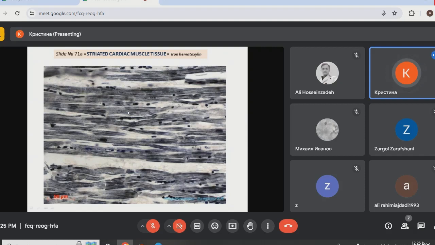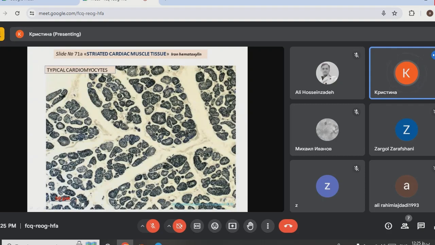Cell nuclei are not very well seen because they are hidden with the myofibrils. Myofibrils mask the cell nuclei. Here, for example, you can see the cell nucleus. You can see also cross striation. The same in cross section. So here are the cross sections of cardiomyocytes. In some of them you can see the cell nucleus in the middle part of the cell.